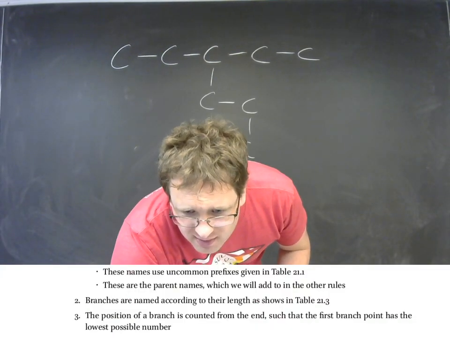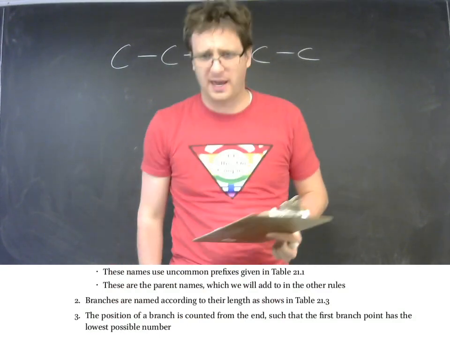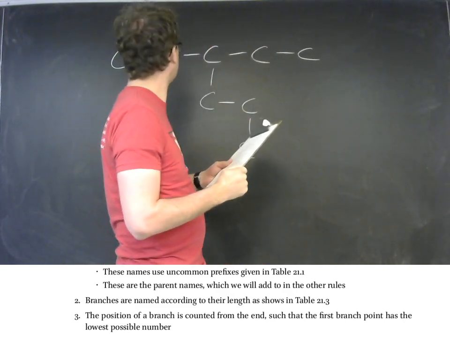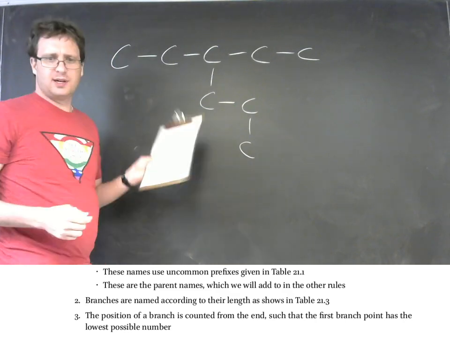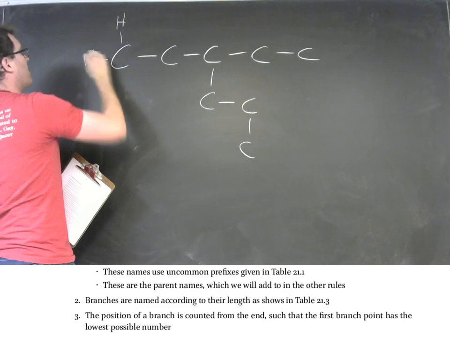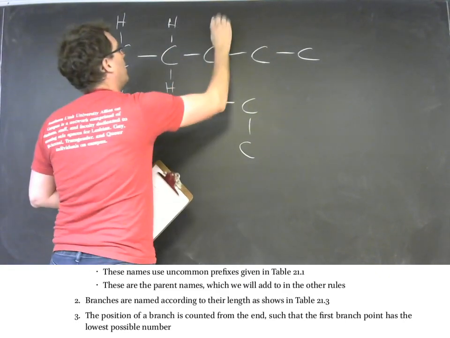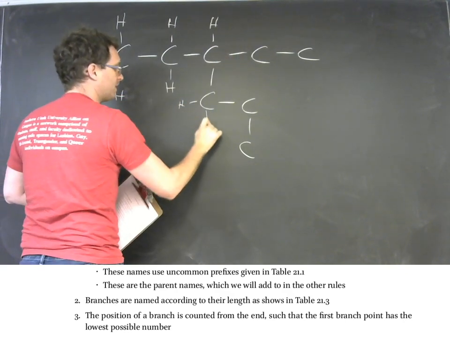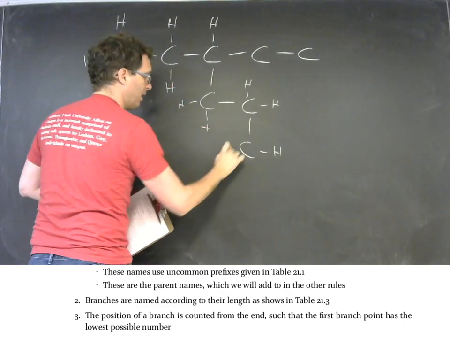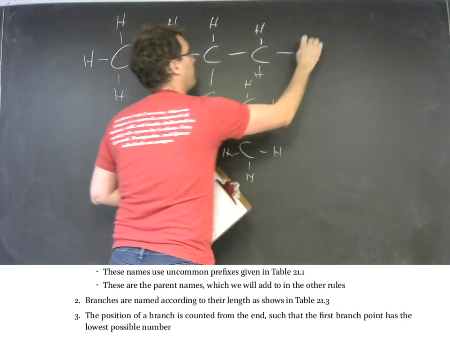Okay, let's get the notes back up again. Now the position of the branch is counted from the end such that the branch point has the lowest possible number. And so if we're looking at this molecule here, why don't I go ahead and fill in my hydrogens? It's kind of a pain, but at some point it's going to become essential that my example here be a little bit more of an accurate, true problem. Okay.